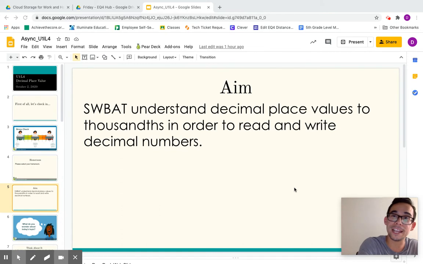We keep going to the left. Now you're going to run into the thousands place. And how do you get to 1,000? That's 10 times 10 times 10. So place value is a system of tens.